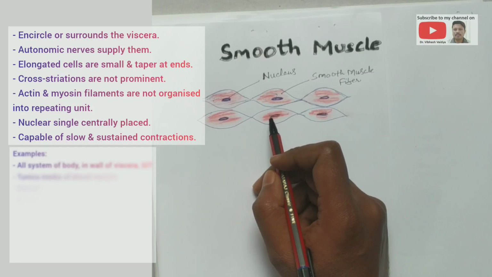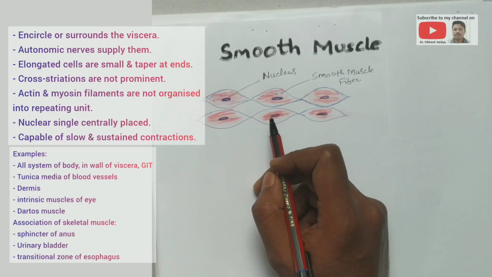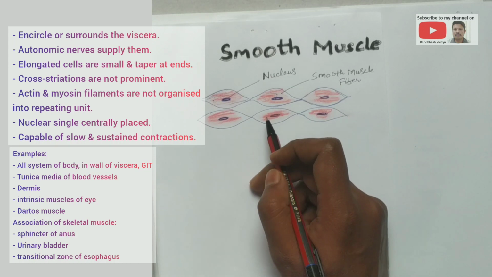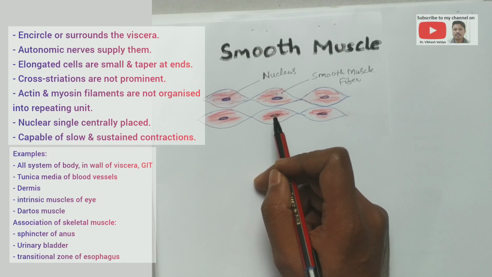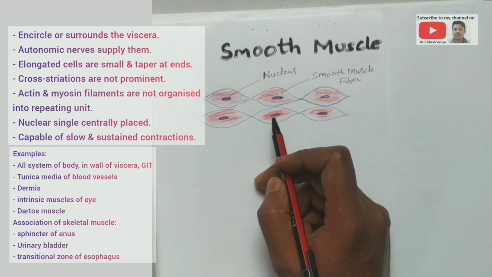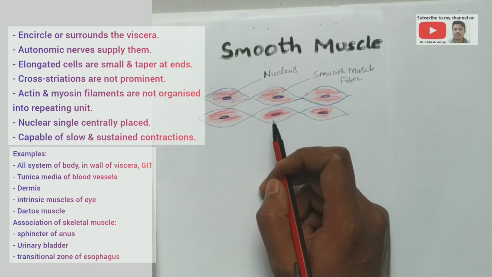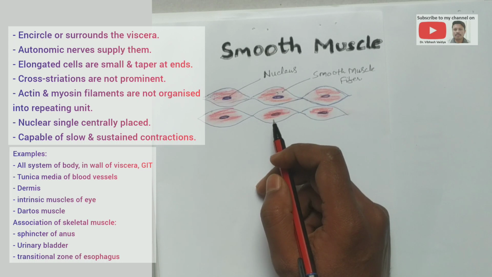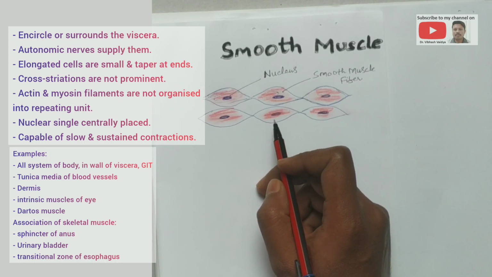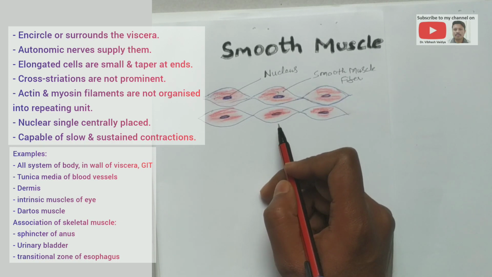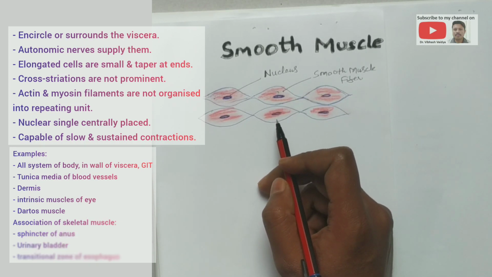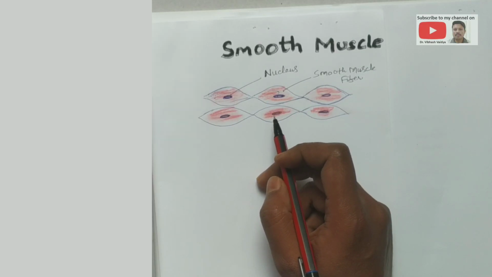For example, it is found in all the systems of the body: in the wall of viscera, the GIT, the tunica media of blood vessels, in the dermis, the intrinsic muscles of the eye, and the dartos muscle of the scrotum. In some places it is associated with skeletal muscle, that is the sphincters of the anus, the urinary bladder and the transitional zone of the esophagus. So these are the examples where the smooth muscles are present.